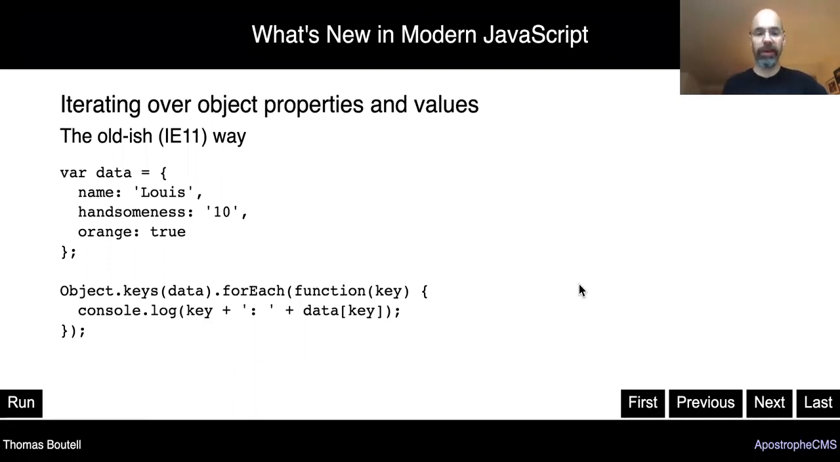modern JavaScript implementations. So I'm going to iterate in the old IE11 friendly way over my data object here, some data about my kitty. I'm going to use Object.keys to get an array of keys, and then I'm going to run forEach over that.